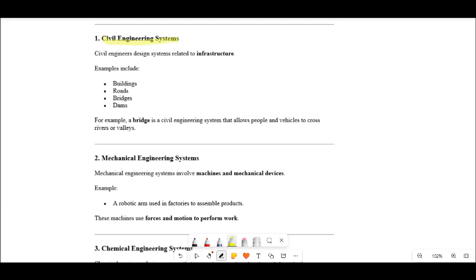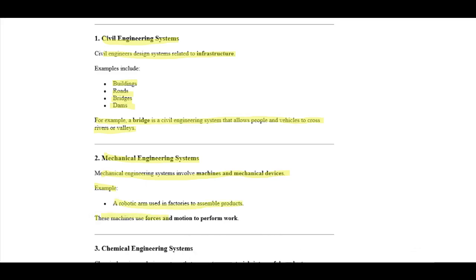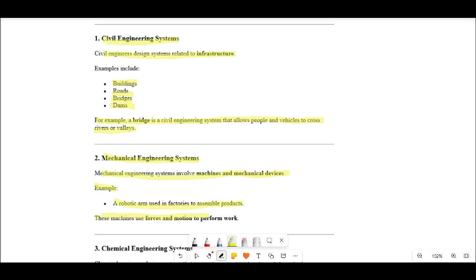Civil engineering system. Civil engineers design systems that are related to infrastructure, such as buildings, roads, bridges, and dams. So, for example, a bridge is a civil engineering system that allows people and vehicles to cross rivers or valleys. Similarly, mechanical engineering systems involve machines and mechanical devices. For example, a robotic arm is used in factories to assemble the products. These machines use forces and motions to perform different tasks.